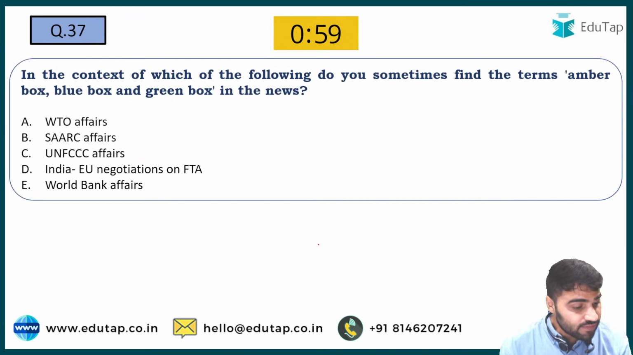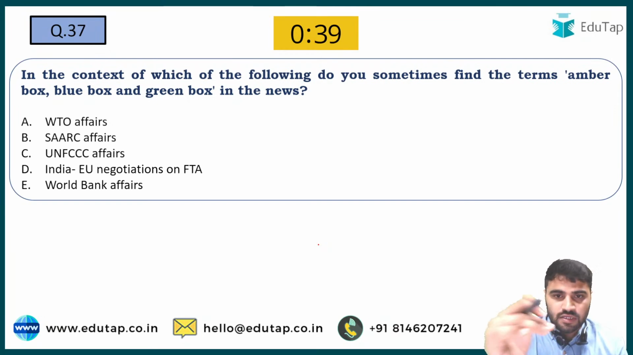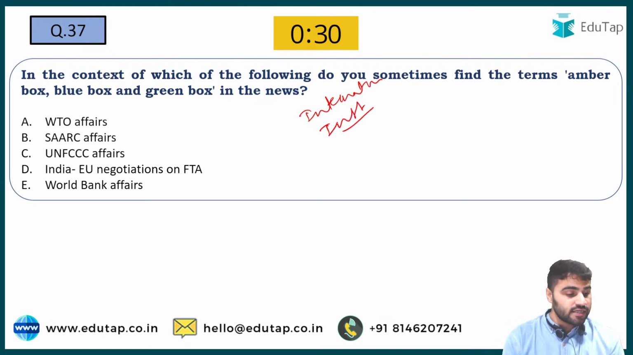Now let's move to question number 37. In the context of which of the following do you sometimes find the terms amber box, blue box, and green box in the news? Your options are WTO affairs, SAARC affairs, UNFCCC affairs, India-EU negotiations on a free trade agreement, or World Bank affairs. This question is from the topic of international institutions. You know that there is a topic in your syllabus, that is international institutions: World Bank, IMF, and WTO.